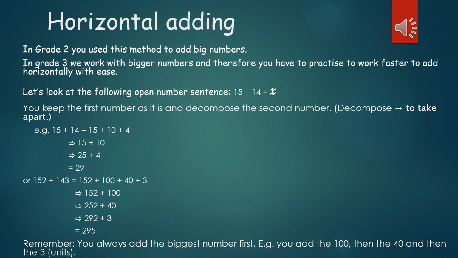You keep the first number as it is and decompose the second number. Decompose means to take apart. For example, 15 plus 14 equals 15 plus 10 plus 4, because you have decomposed that number. So 15 plus 10 equals 25, and then you must remember to add the 4 units, which will make 29.